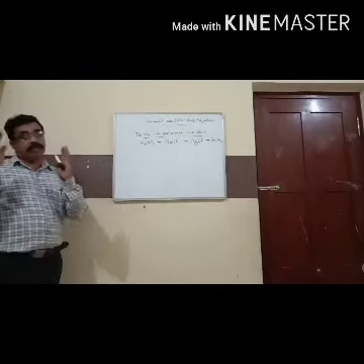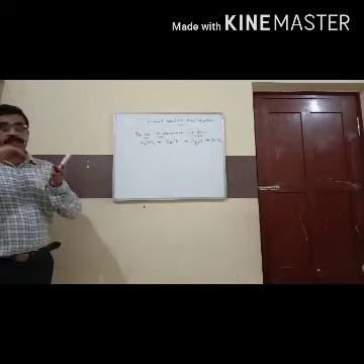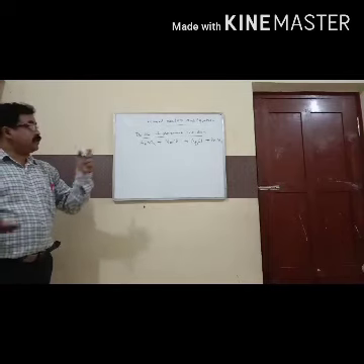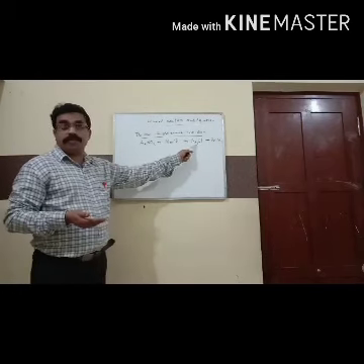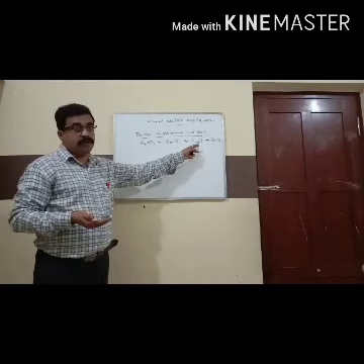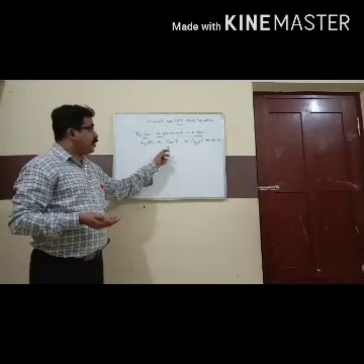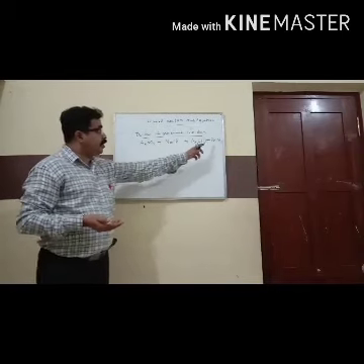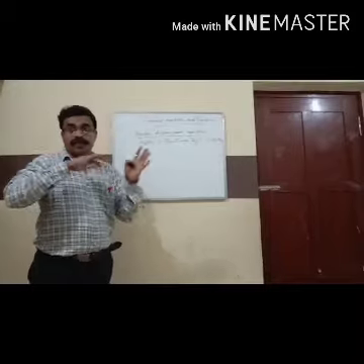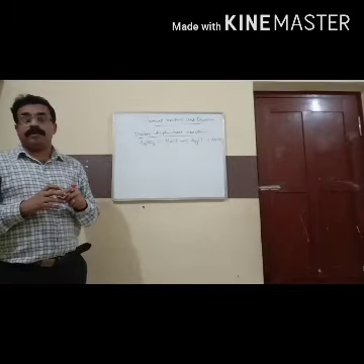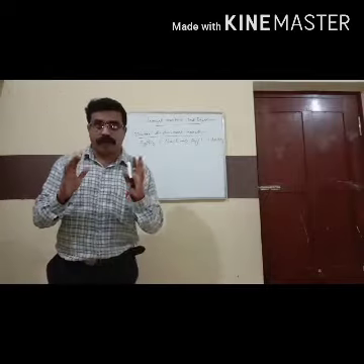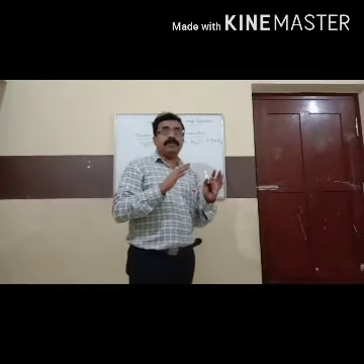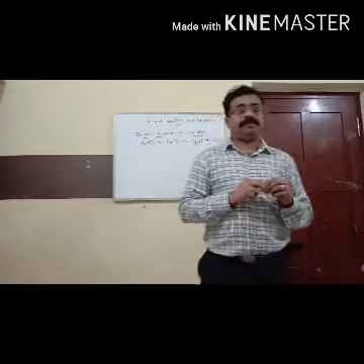Double displacement. They are interchanging the cation and anion. You can see here with silver it is nitrate, but here with silver it is chloride, and here with sodium it is chloride, and here with sodium it is nitrate. It is being interchanged. Partner ions are being exchanged. This type of chemical reaction is known as double displacement reaction.